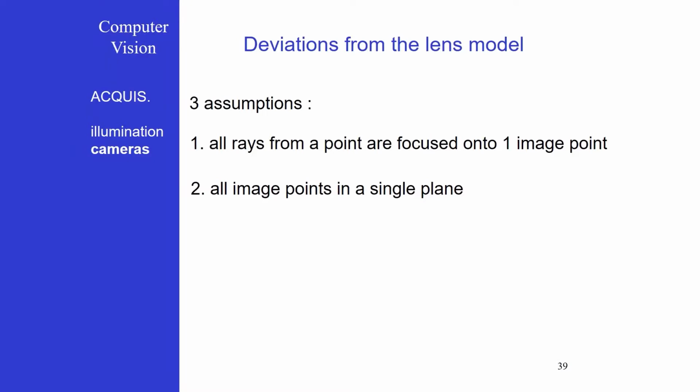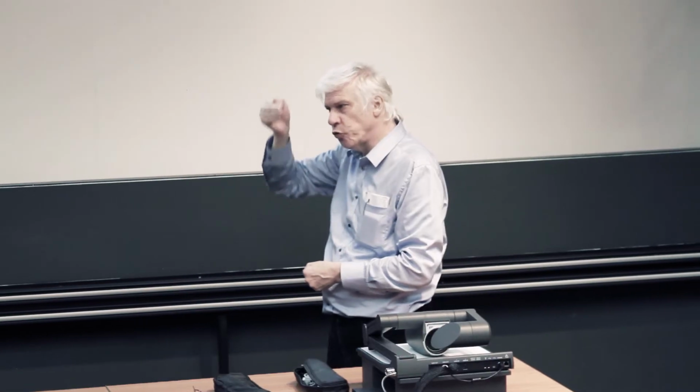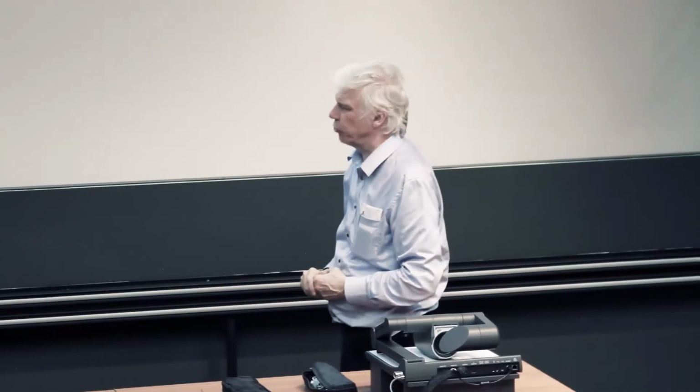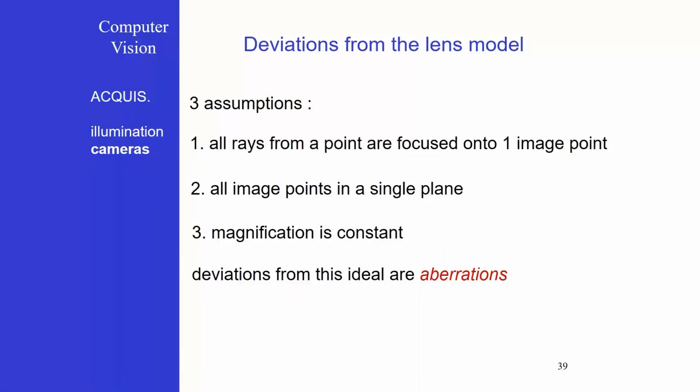Secondly, we also assume that all the sharp images of points in space also fall into a single plane. Also, that is not completely true. And we also assume that the magnification that we saw is the same across that image plane. Again, something that is not completely true. So there are all kinds of deviations from these basic rules, which we call aberrations. So deviations from the ideal.